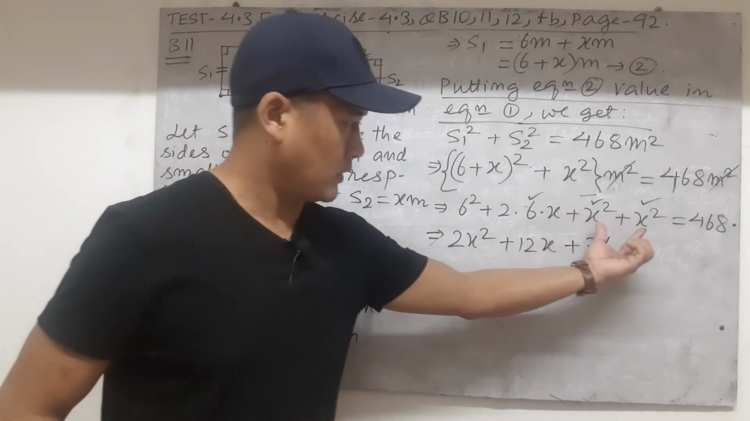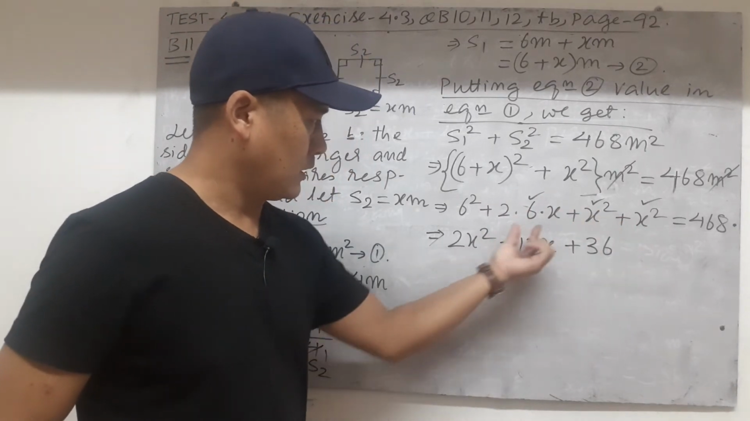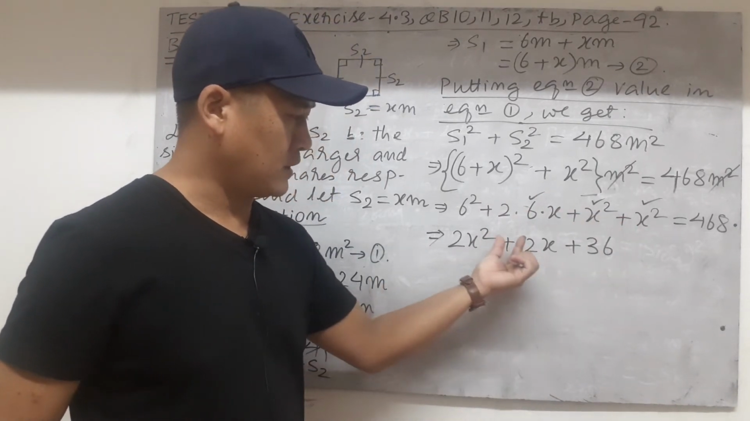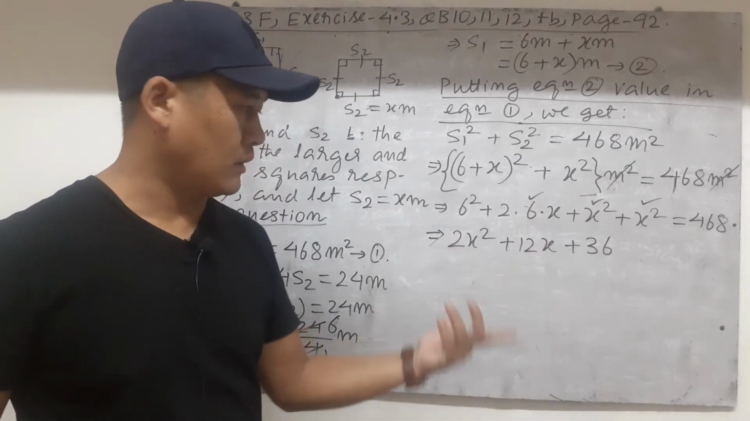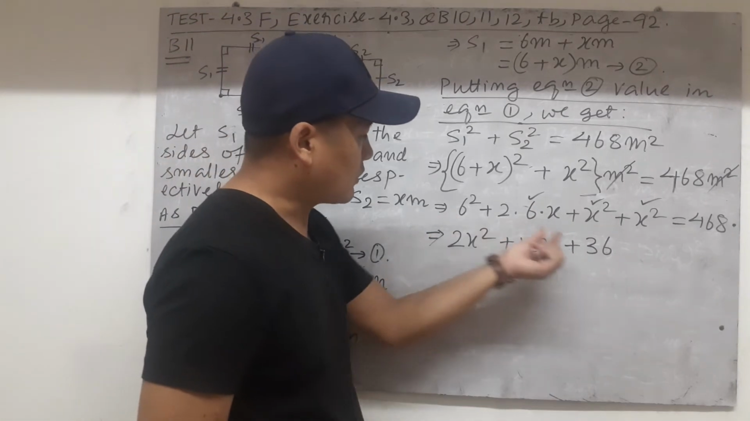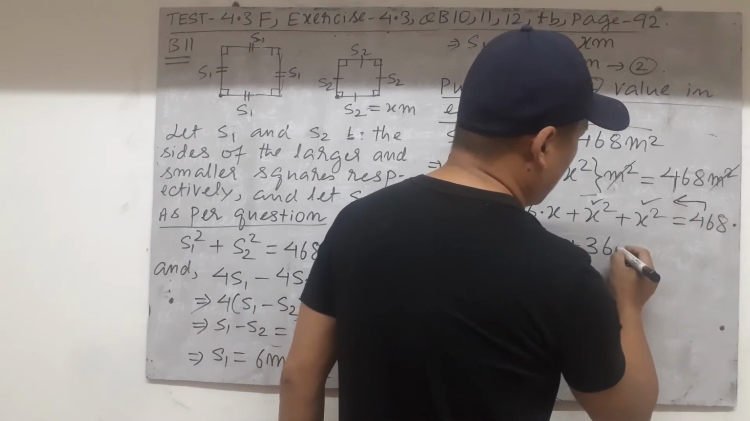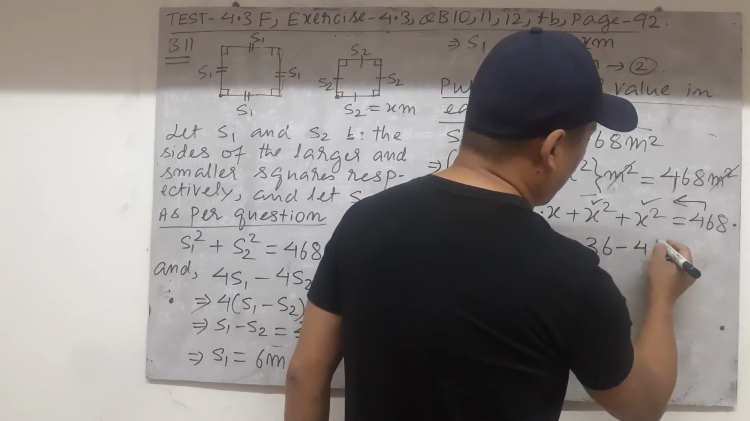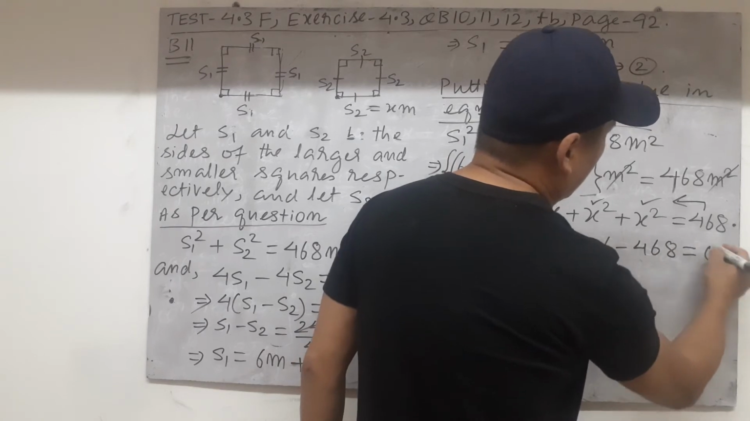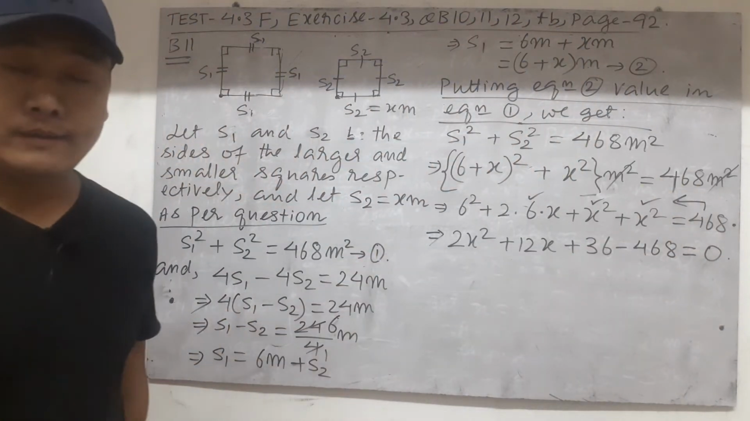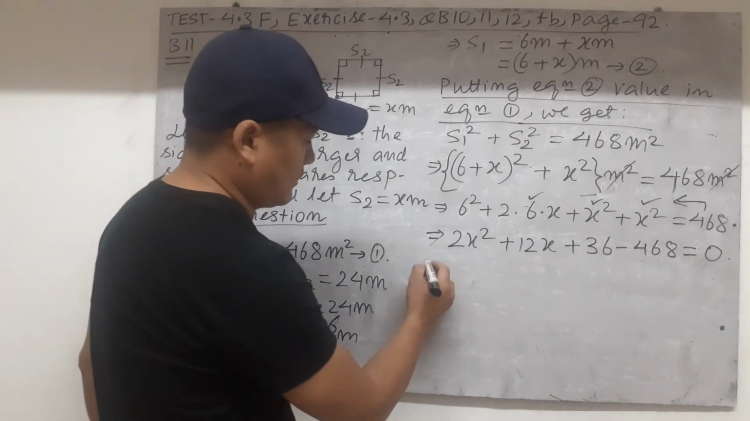I brought the x squared term, added to x squared, then the x term in the second place, because that's how we usually arrange a quadratic equation, right? 6 squared, that one is 36. Bring this one to the left side, then no sign means plus 468 will become minus 468. Nothing is left on the right side, so it's equal to 0.